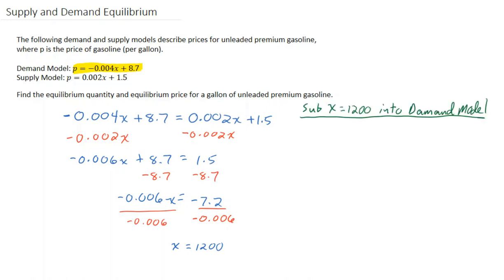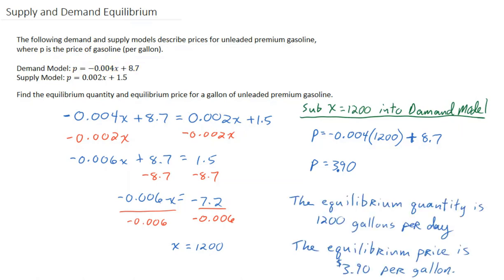So again, I'm going to substitute the x equal to 1200 into the demand model. When I do that, I get that P equals negative 0.004 times 1200 plus 8.7. So when I pound that out on my handy dandy calculator, I get 3.9. Since we're dealing with money, because this is the price side, it's going to be $3.90 per gallon of gasoline.